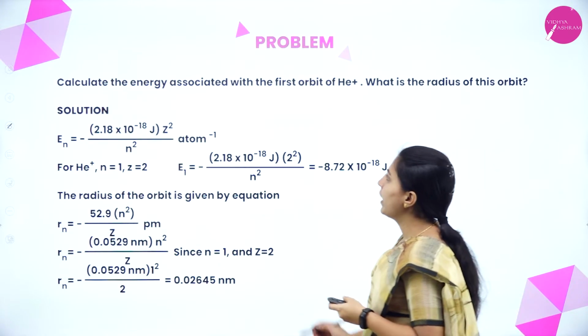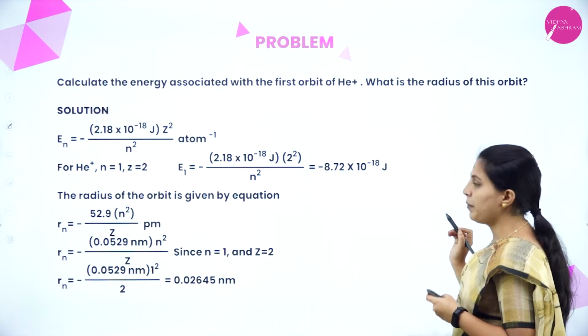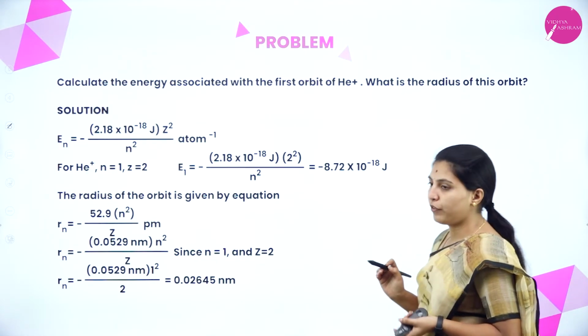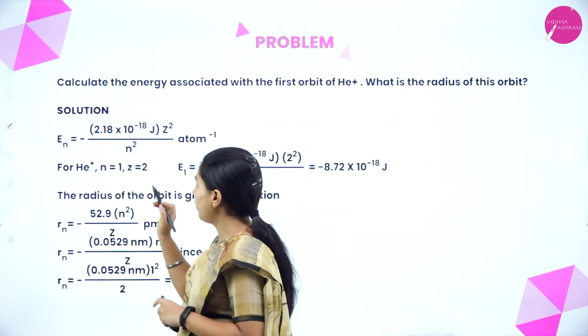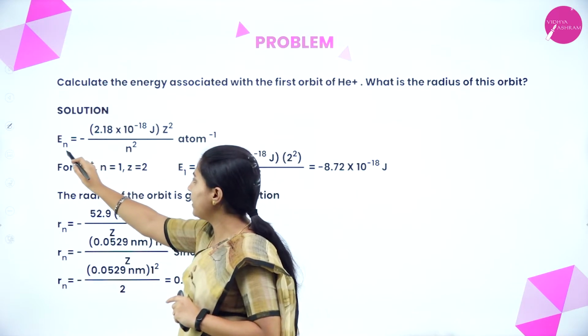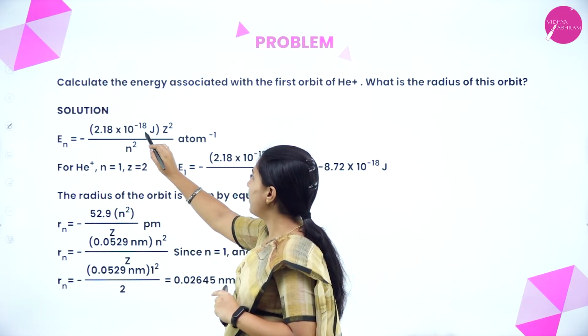Next problem: calculate the energy associated with the first orbit of He plus, that is helium. What is the radius of the orbit? For radius, we have one formula. Also, we have to calculate the energy. So first we have taken the energy, minus 2.18 into 10 to the power of minus 18.